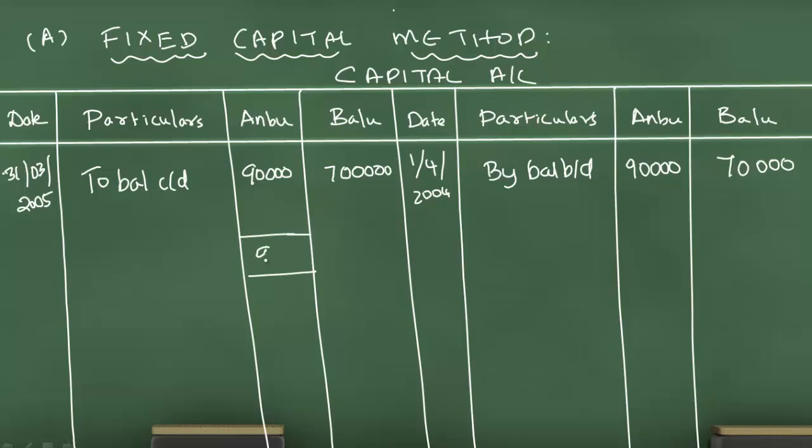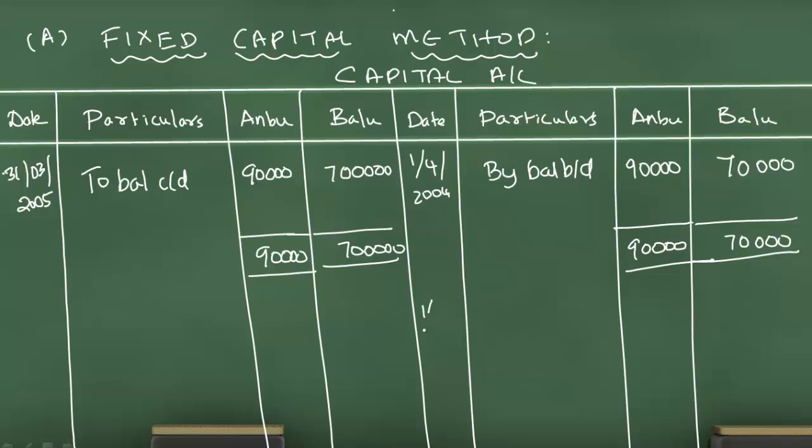So we'll have 90,000, 70,000, and on the credit also it's going to be 90,000, 70,000. So next year on 1/4/2005, it will be by balance brought down, the same 90,000 and 70,000. So what can be understood from this is, year after year, the capital will remain fixed under the fixed capital method. That's why it's called the fixed capital method. Unless additional capital is introduced, this capital account will not undergo a change.